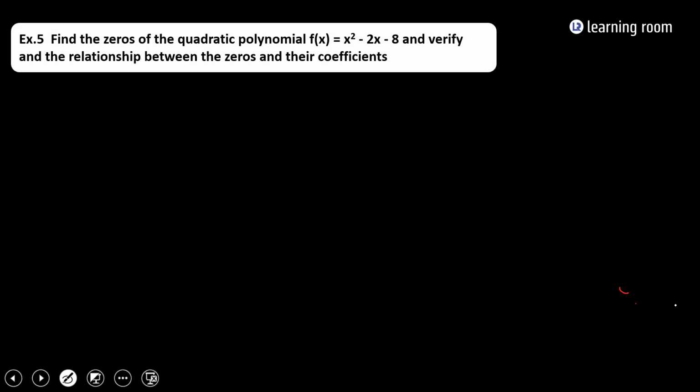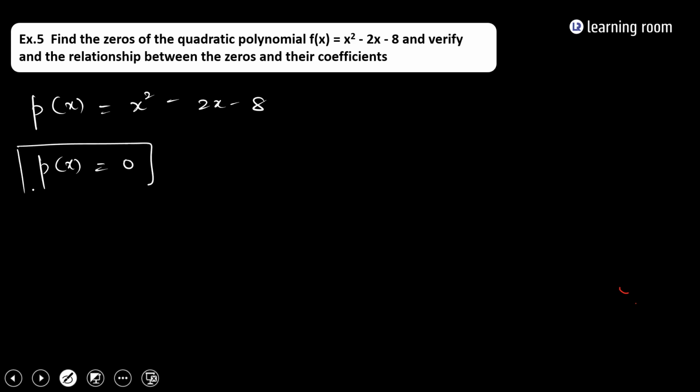Find the zeros of the polynomial x square minus 2x minus 8. Here they have used f(x). Nothing to worry, you can use p(x) also. So p(x) is equal to x square minus 2x minus 8, and verify the relationship between the zeros and their coefficients. So what are we supposed to do? Splitting the middle term. So p(x) is equal to 0. This is what you do to find zeros.